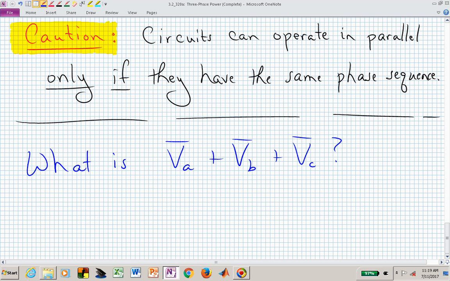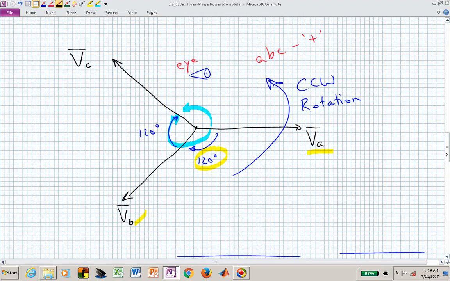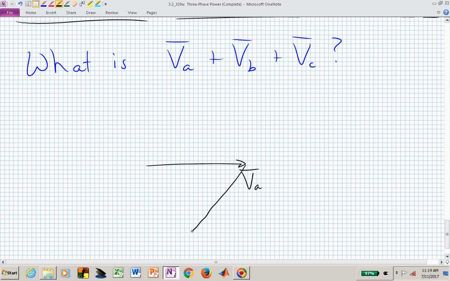If I now added up the A phase vector, which we can say is right here, this is now V sub A. Suppose now I added to that the head of that vector V sub B, and just for grins, let's pick the positive phase sequence. So now I add the B phase vector, the tail of the B phase to the head of the A phase. Then I would come down here, and now I want to add the C phase to that.